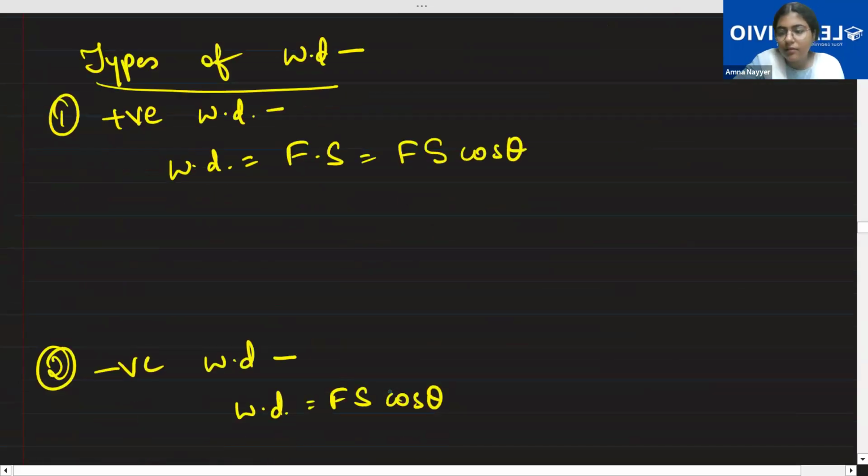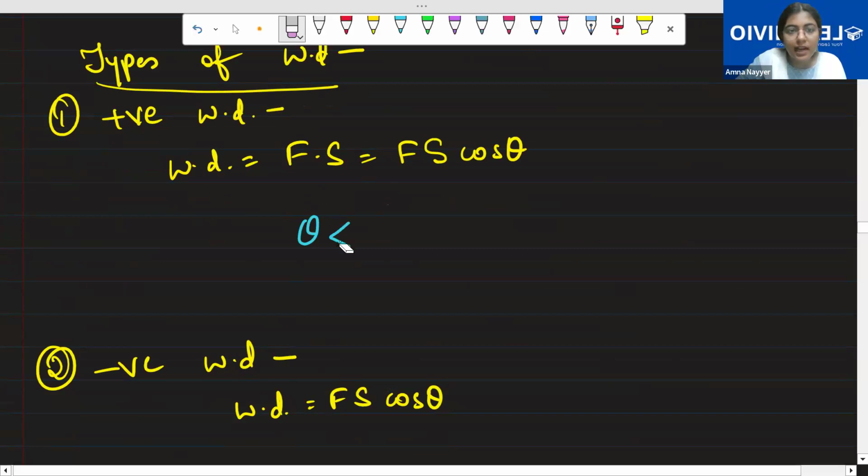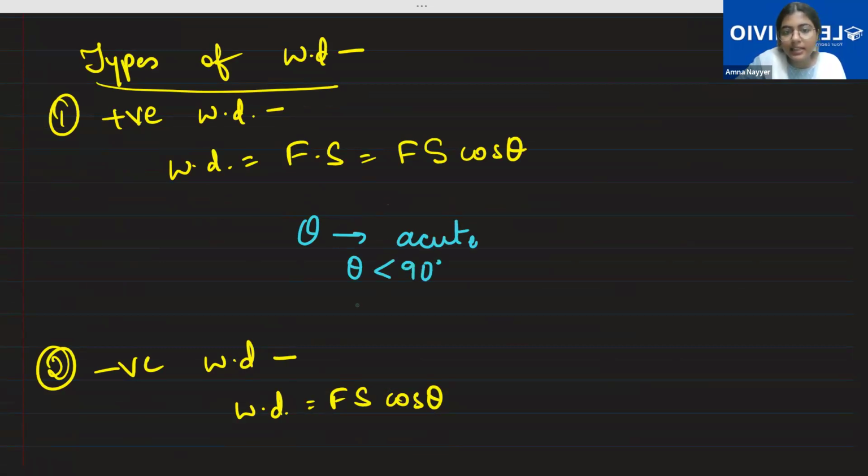It's very easy. See, work done is a scalar quantity, so it is not direction dependent. So how can you have different kinds of work done? You'll have different kinds of work done based on the angle between the force and the displacement. If the angle between the force and displacement is acute, so acute angle means theta is less than 90 degree. So that will make cos theta as positive. So work done will also be positive. That is the meaning of a positive work done.